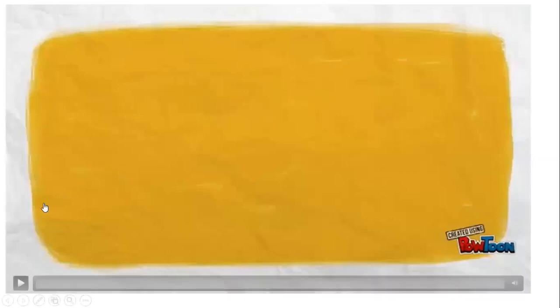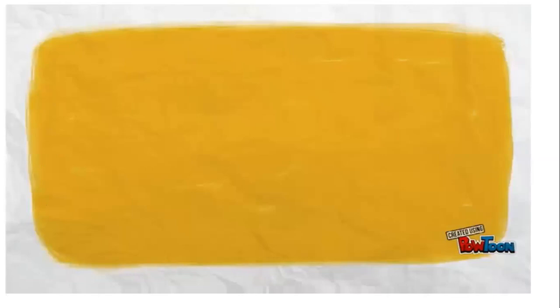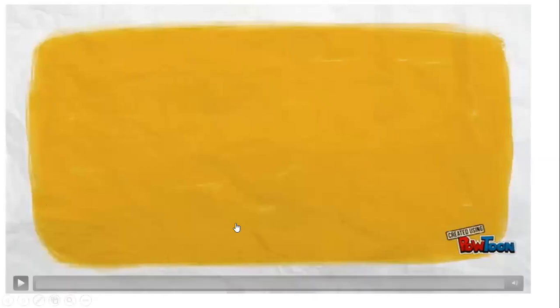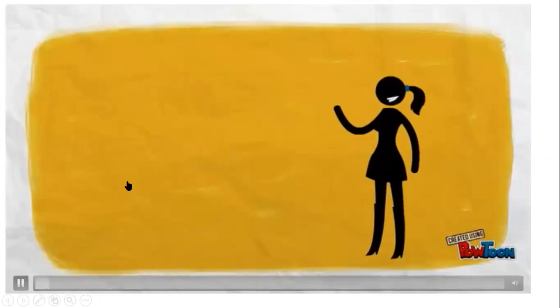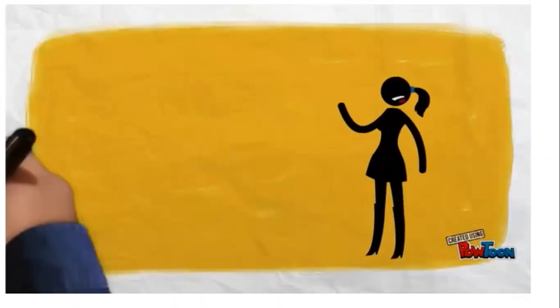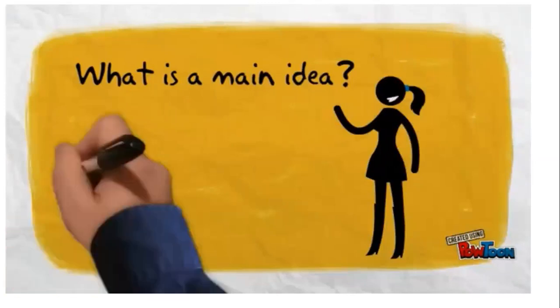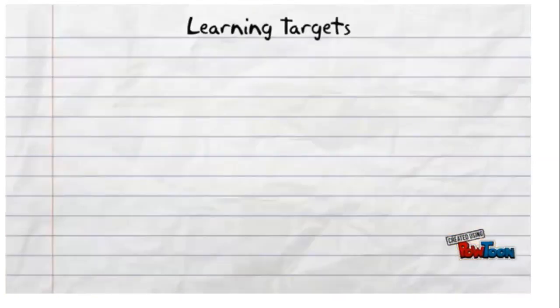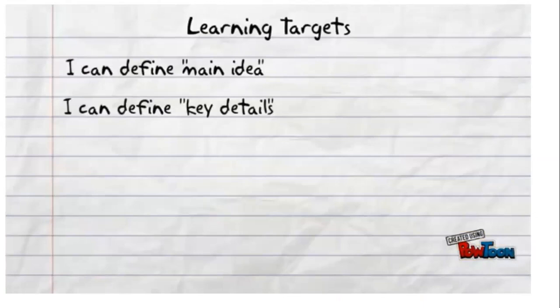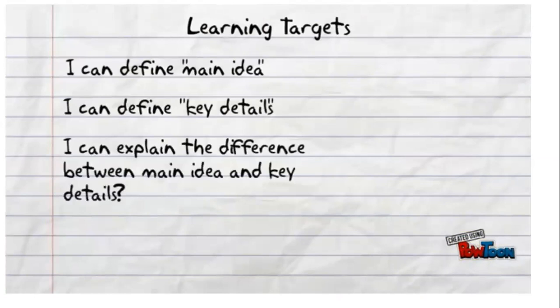Now let's watch this short video about the skill. In this lesson, we will answer the following 2 questions. What is the main idea? And what are key details? At the end of this lesson, you will be able to define main idea, define key details, and explain the difference between a main idea and key details.